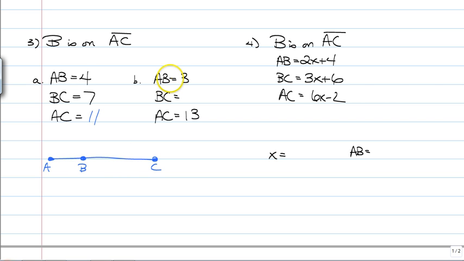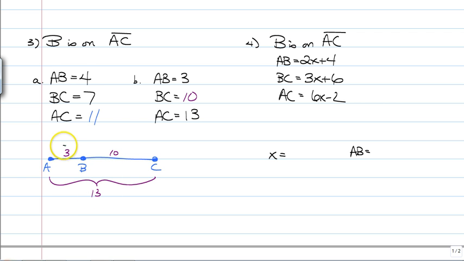So it says AB is now 3. We're looking for BC, but it gives us the entire length of AC, which is 13. So now you have a big piece and a little piece, and we're going to look for the other little piece. Well, 3 plus what other little piece is going to give you a total of 13? And the answer to that is simply 10, because 3 plus 10 is equal to 13.